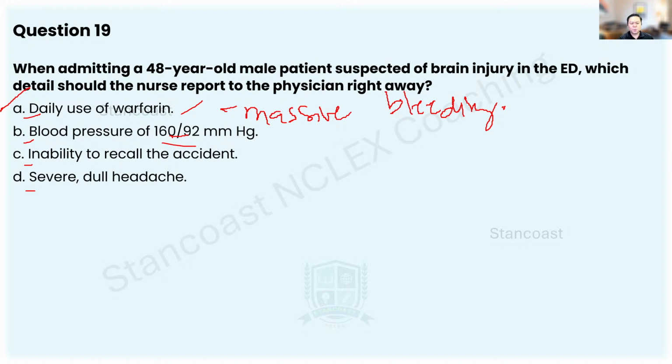Blood pressure 160/90. It is elevated, but it is not uncommon in an acute illness, and it's not really going to call for a more urgent intervention this time. Inability to recall the accident. This is expected in a patient that has a brain injury. So we're eliminating letter C as well. And the same thing with the severe dull headache. Take note of the severe dull headache. This is a common occurrence in severe head injury as well. Common. Okay. So our correct answer here is daily use of warfarin. The patient will bleed out. So that is a bonus test question.